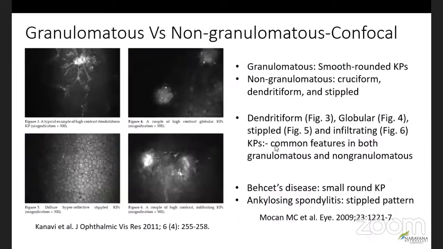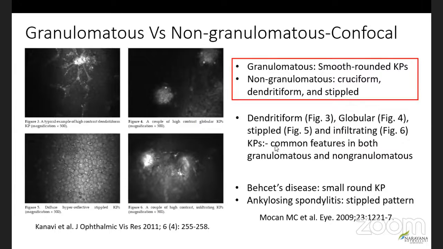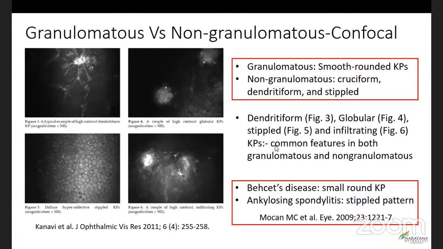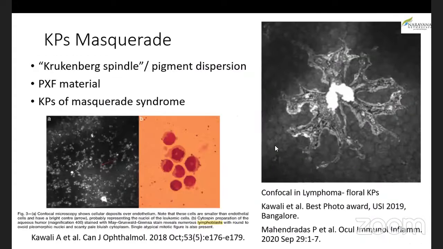So I agree that many times a differentiation between the granulomatous and non-granulomatous is very difficult, but confocal helps in such cases. So as you can see here, in granulomatous uveitis, confocal can show smooth rounded borders, whereas dendritic and stipple KPs can be seen in non-granulomatous. Even among non-granulomatous, you can differentiate Behçet KPs and ankylosing spondylitis KPs. Not only KPs, but you can also differentiate the masquerades.